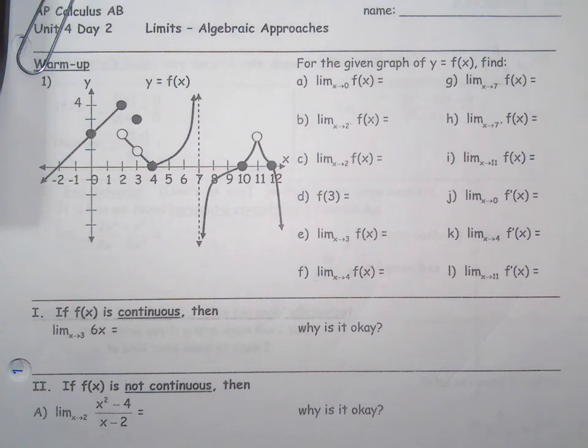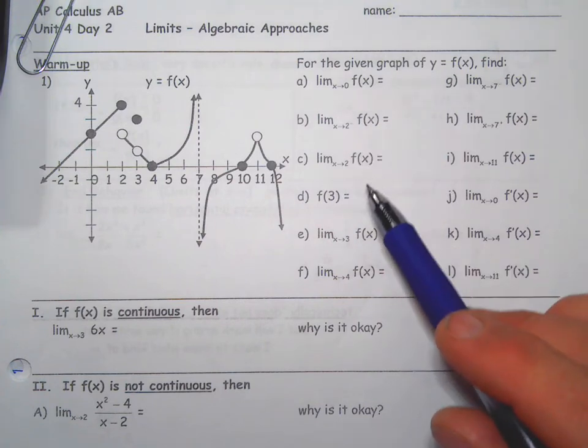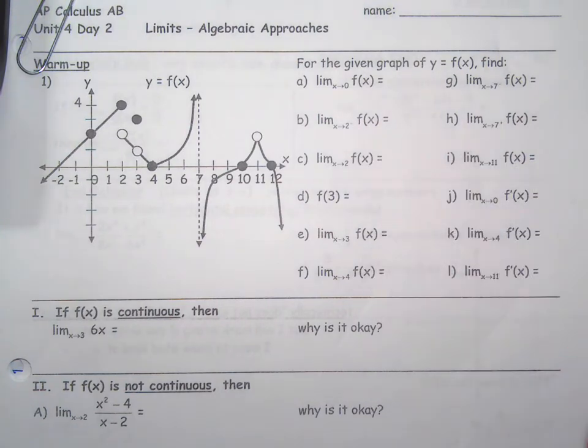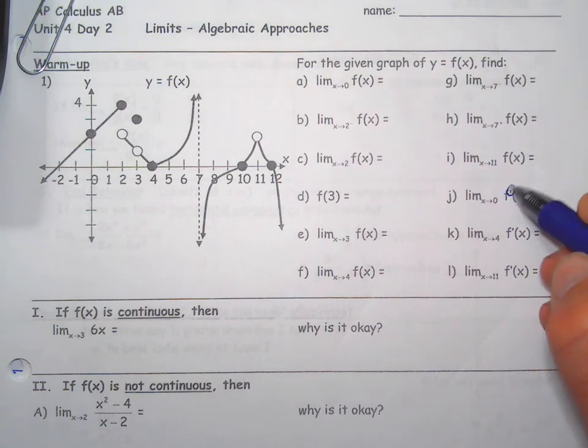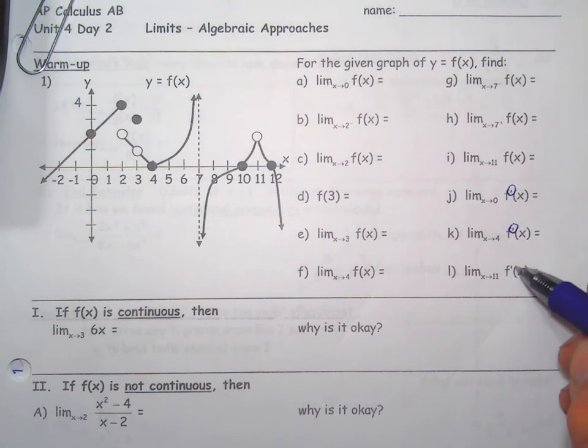Be careful. Some of these are one-sided. Some of these are two-sided limits. Some of them involve a little prime symbol, which would indicate something to do with the derivative. What's the derivative doing? So go ahead and pause the video and try and get all your answers. Should be pretty quick, like I said. And then I'll discuss them together. So go ahead and try it.